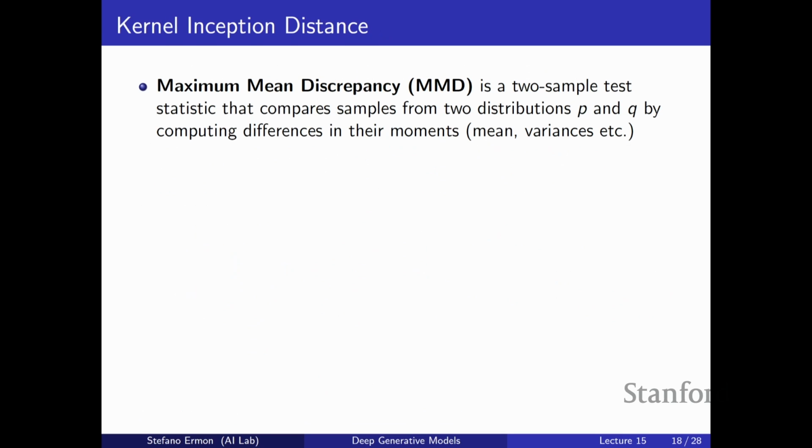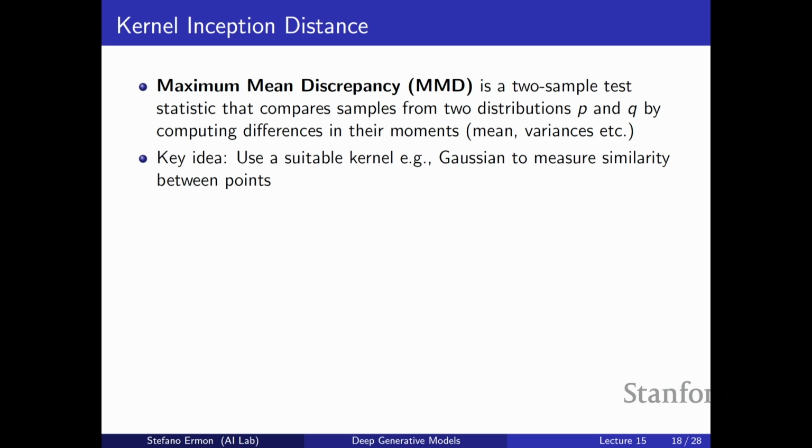The other thing you can do is something called the kernel inception distance. The idea is to do a 2-sample test, kind of like the same thing we've used for training models, but instead of doing it at the level of the samples themselves, we again do it at the level of the features extracted by a pre-trained model. MMD is another kind of 2-sample test where you have samples from 2 distributions, P and Q, and you compare the difference in different moments, like the mean, the variance, and so forth.